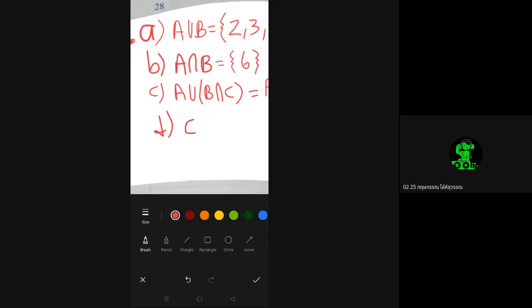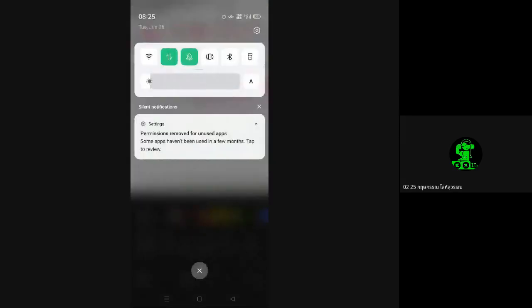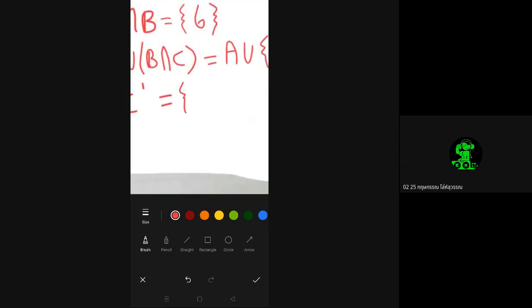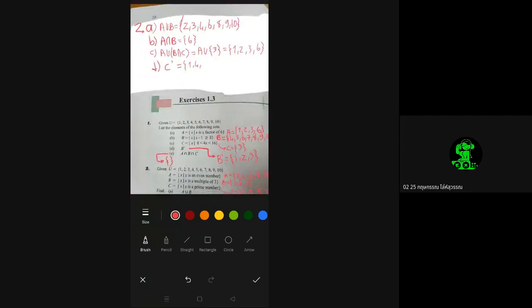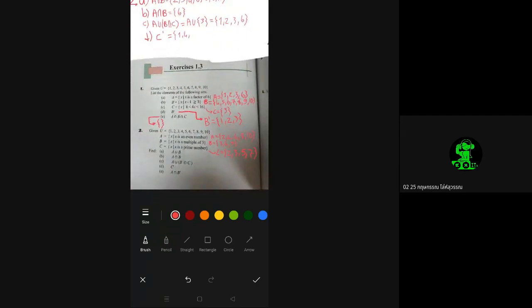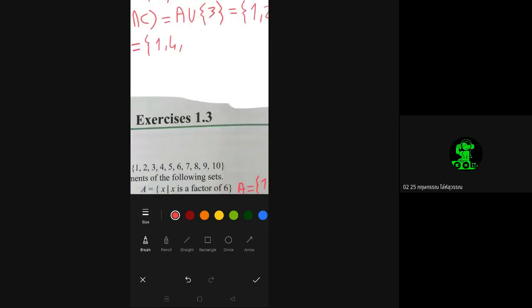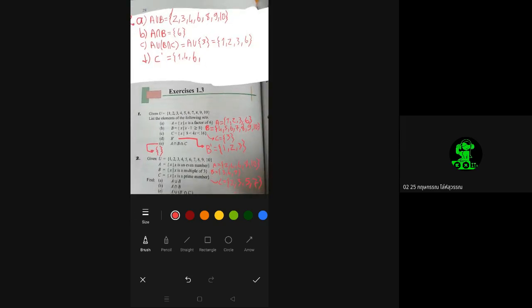D, C complement. What is the complement? x is a prime number, so the remaining is 1, 4, 6, 8, 9, and 10. 5 and 7 are already inside.